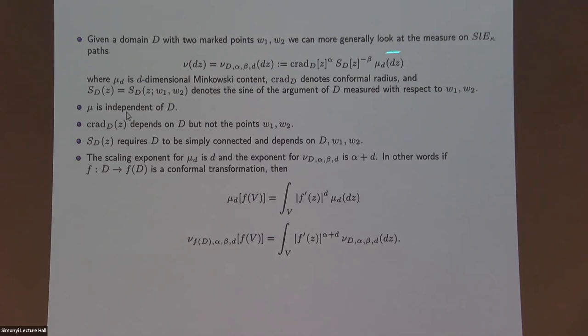So Minkowski content is one way to have measures that work conformally covariantly. You could also take Minkowski content, a standard thing, and multiply it by conformal radius to a power. Or if you have two boundary points, you could also multiply by the sine of the angle to a power. This acts covariantly, this acts invariantly. But they're all basically absolutely continuous with respect to Minkowski content.